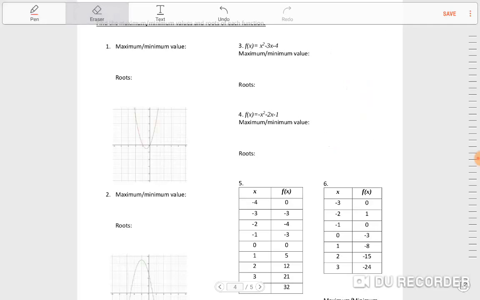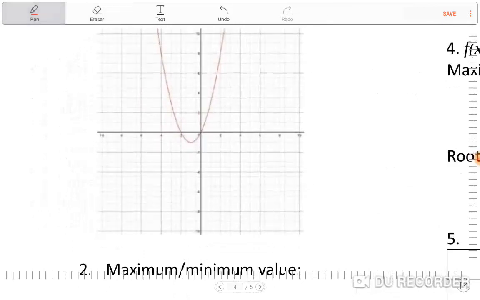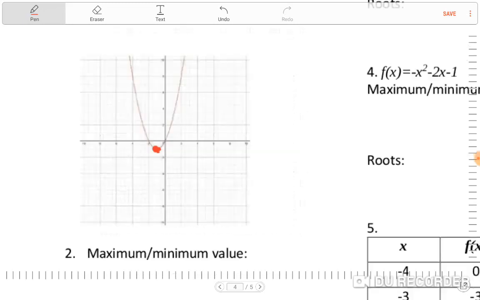So let's look at the first one. Let me zoom in here. It's really hard to tell. But now we do know that there's a minimum. It's just kind of hard to see where it is. So I'm going to just have to rely on my notes. And my notes tell me that that minimum is at -1. It's hard to read the numbers.